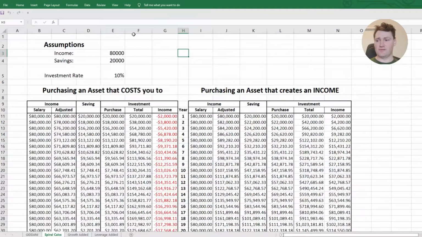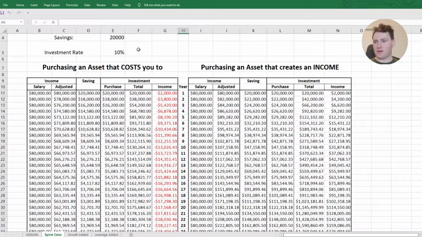The last assumption for this particular spreadsheet is the investment rate. So throughout the entire time, I'm just assuming a flat 10% investment rate. Now, if you were to, for example, purchase an index fund in the stock market, you'd be looking at, on average, a 7 to 10% year-on-year investment rate. So I've just gone with 10% for the purposes of the example. It's just an illustration to see what the differences are between an asset that produces income and an asset that costs you income or impacts your lifestyle inversely.